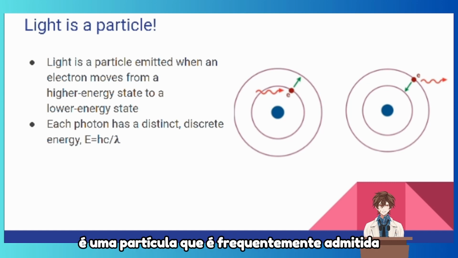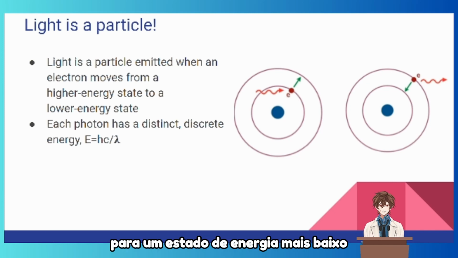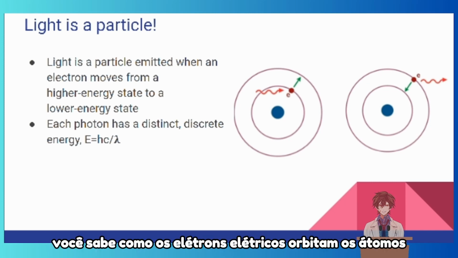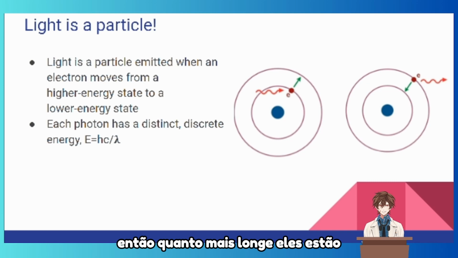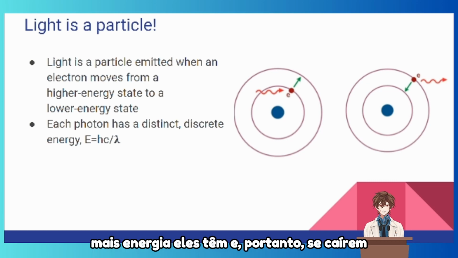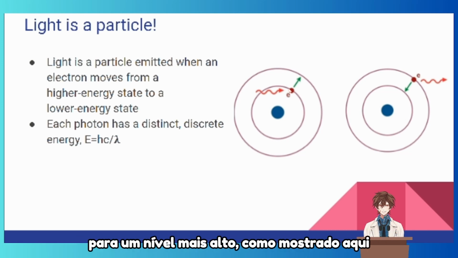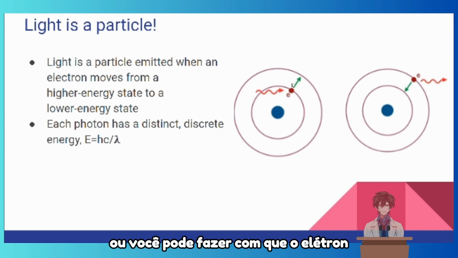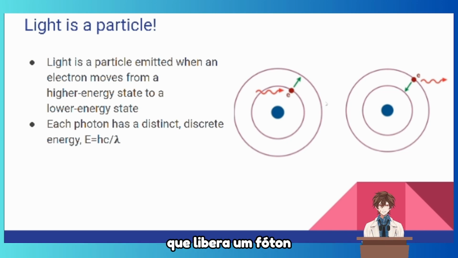Light specifically is a particle that is often emitted when an electron moves from a higher energy state to a lower energy state. You know how electrons orbit atoms? Well, there are different levels at which they orbit. So the further away they are, the more energy they have. You can shine light on an atom to cause the electron to go from a lower level to a higher level, as shown here. Or you can cause the electron to go from a higher level to a lower level, which releases a photon.